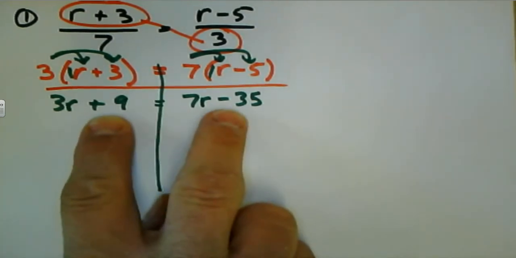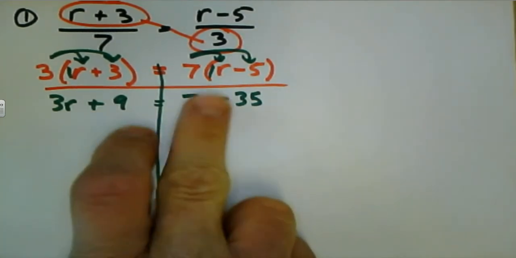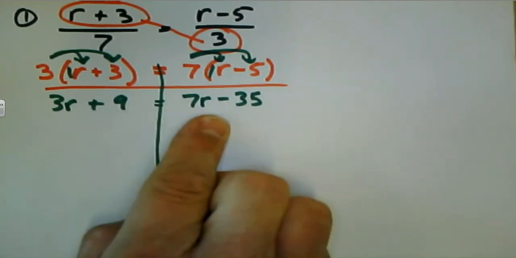Can we combine like terms? No. There's nothing to add over here together. There's nothing over here to add together. You can't add across the line.